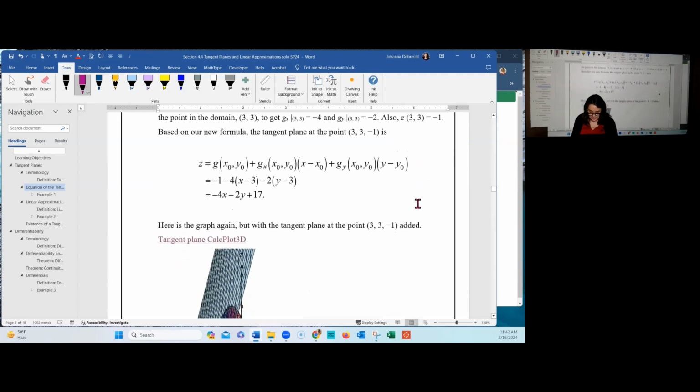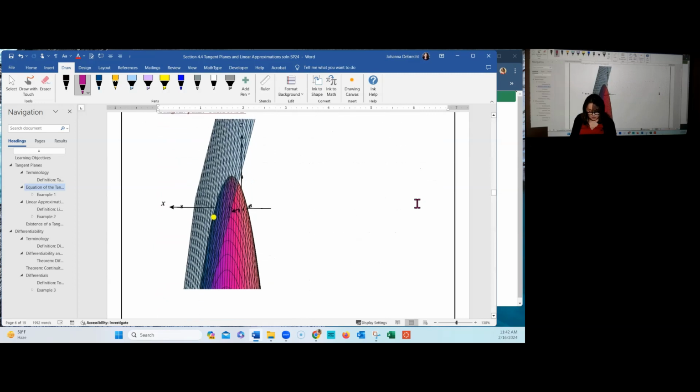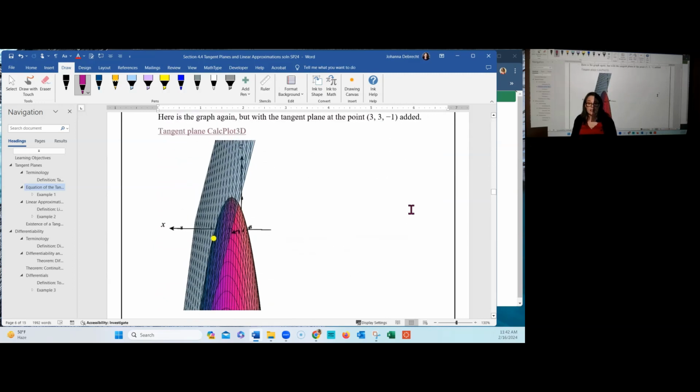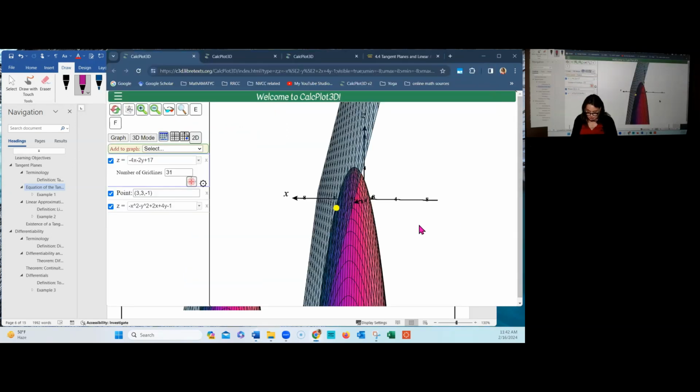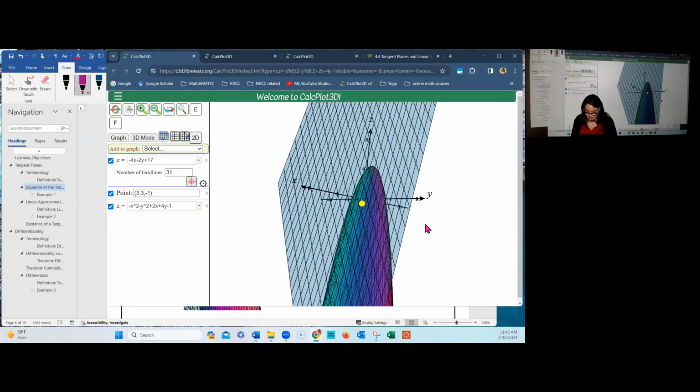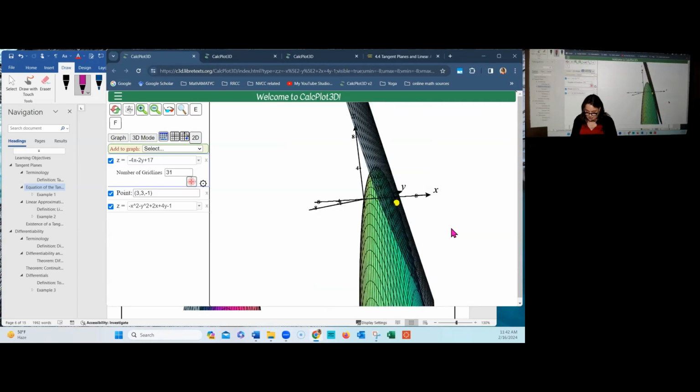Let's go ahead and take a look at what it looks like in CalcPlot 3D. You can see a still image of it out there in your lecture notes. Here's an image of it in CalcPlot 3D.